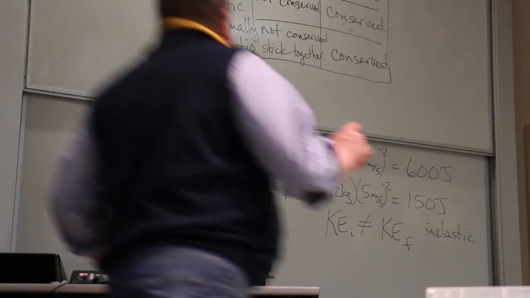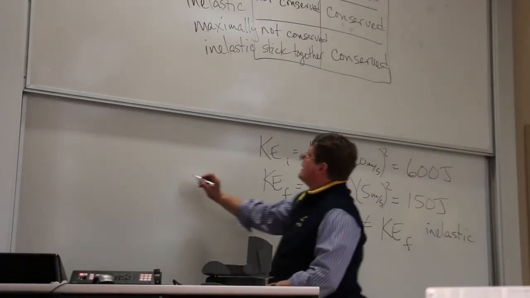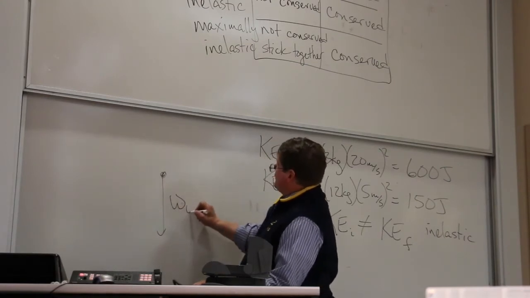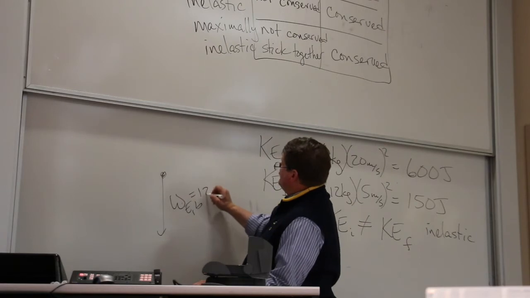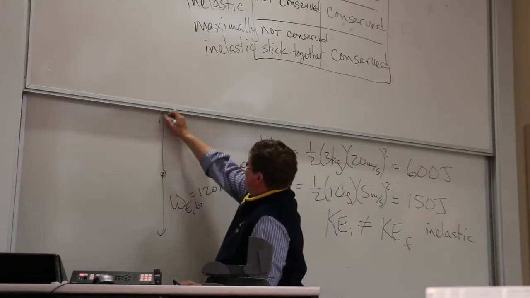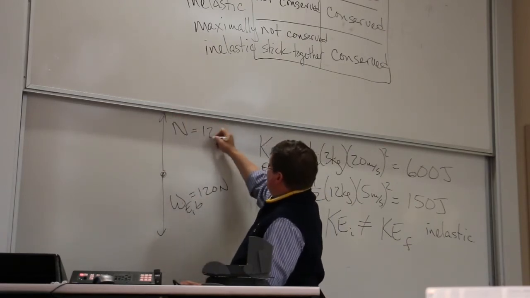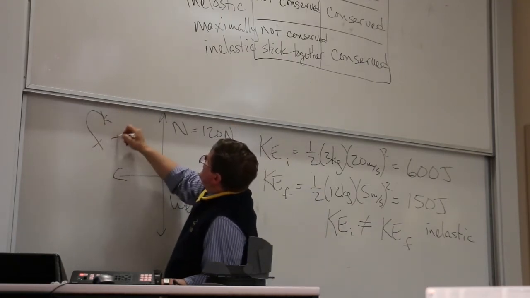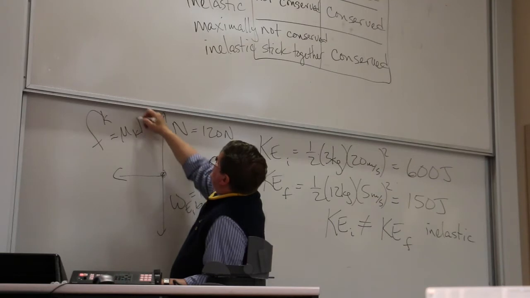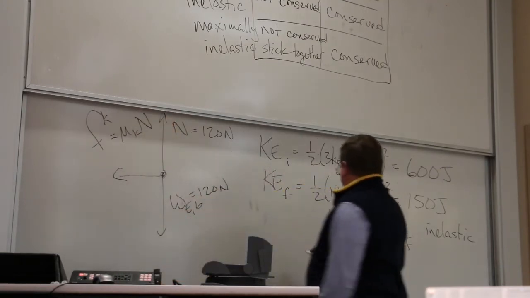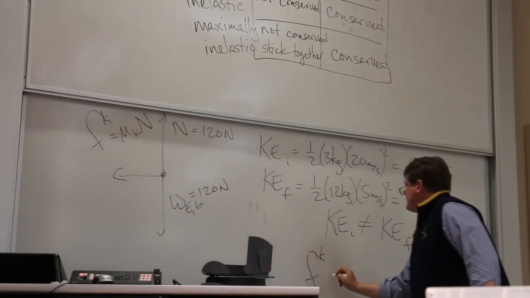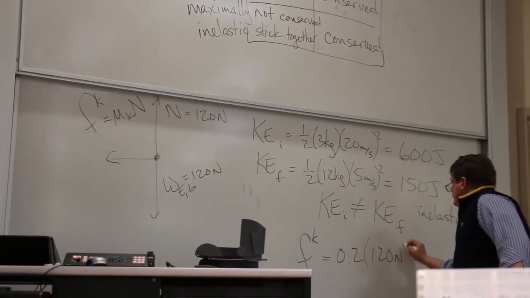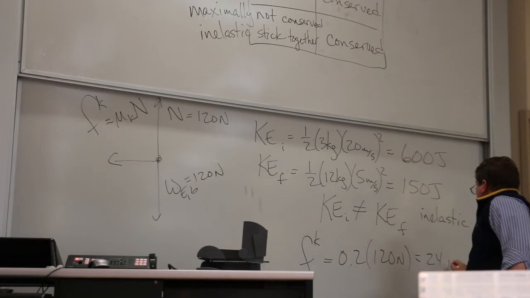Well, finding a friction force we've known how to do for a long time. We draw a free body diagram. The weight force on that block is going to be 120 newtons. The normal force, therefore, is 120 newtons. That friction force is kinetic friction. That's going to be mu sub k times the normal force. And that's going to give me 0.2 times 120 newtons, or 24 newtons.